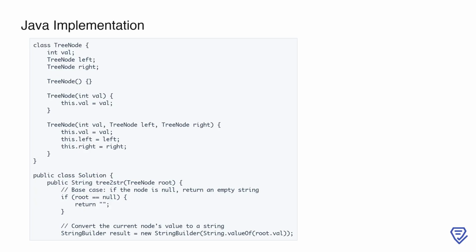Moving on to the solution class, we define the method tree2str, which takes the root of the binary tree as input and returns its string representation. The first step inside this method is to handle the base case. If the root is null, meaning the tree or subtree is empty, we simply return an empty string. If the root is not null, we use a string builder to start building the result string, appending the value of the current node as the first part of the output.